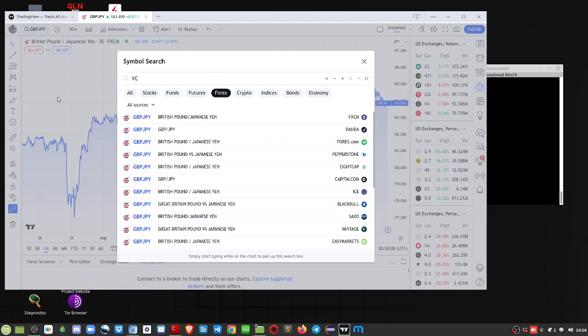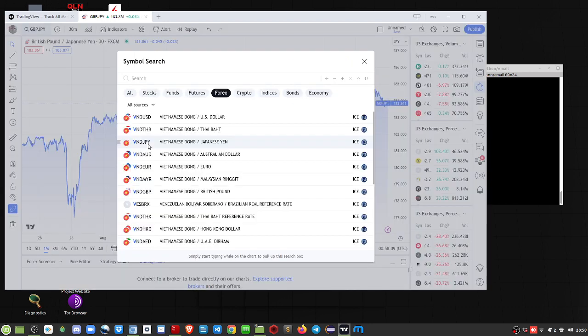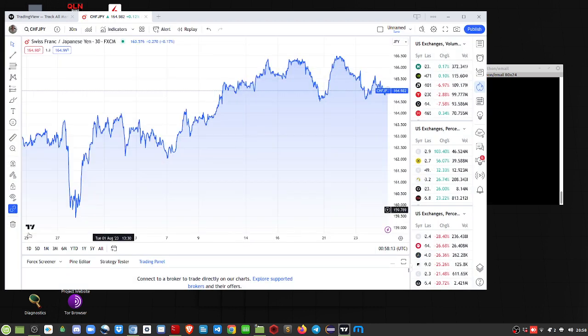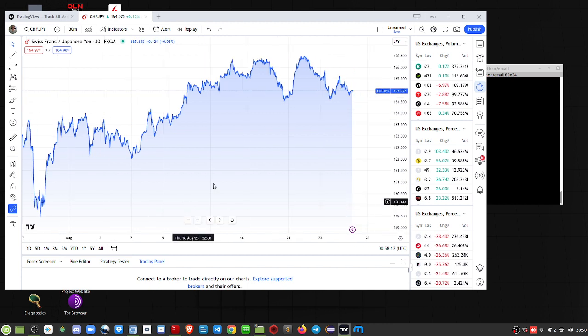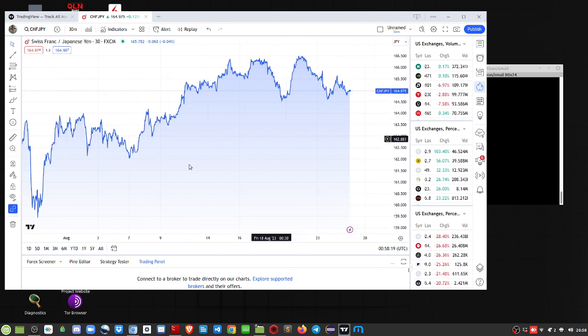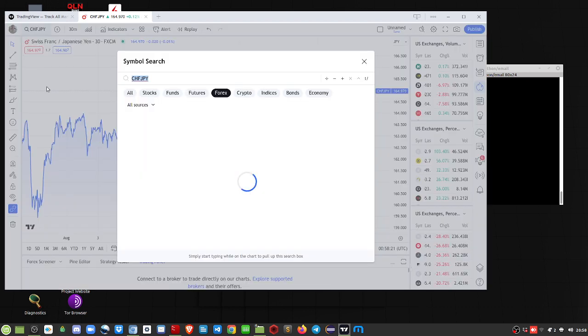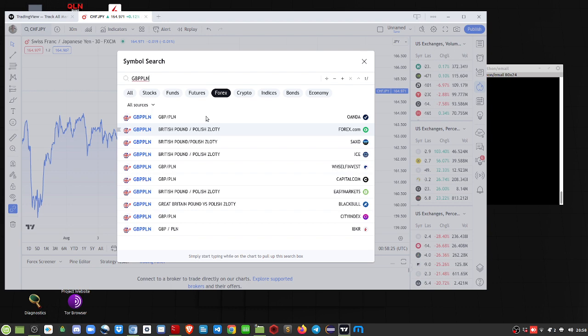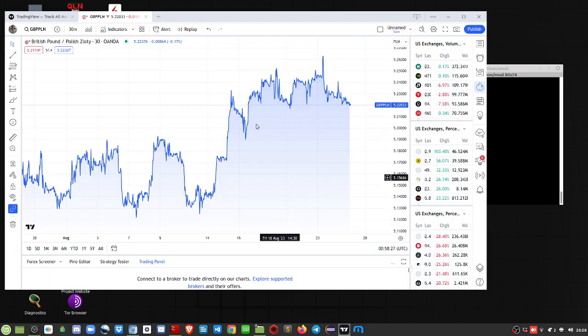So we've got two more. This is the Swiss franc against the Japanese yen. Again, stable, not really performing a whole lot. We can see that decline as I've shown before. And then lastly is the British pound against the Polish zloty in this case. Again, similar pattern, but not much there.